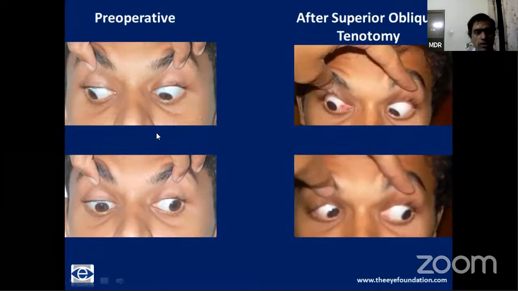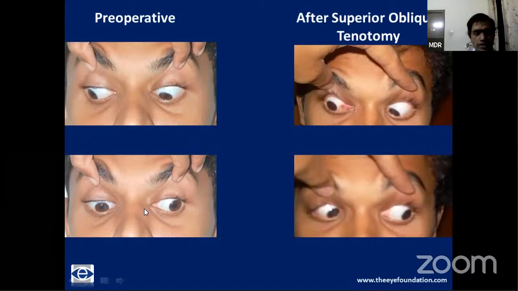So these are some of my patients. And this patient has a bilateral superior oblique overaction. I did a nasal tenotomy only. It was not a complete tenectomy, and this is the effect that you get after surgery. This was the technique that I learned at New York Eye and Ear Infirmary.